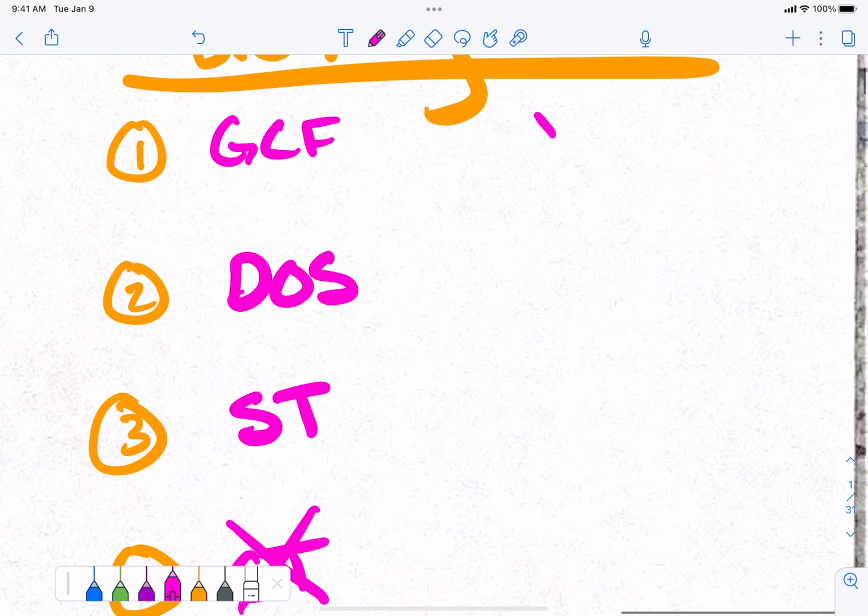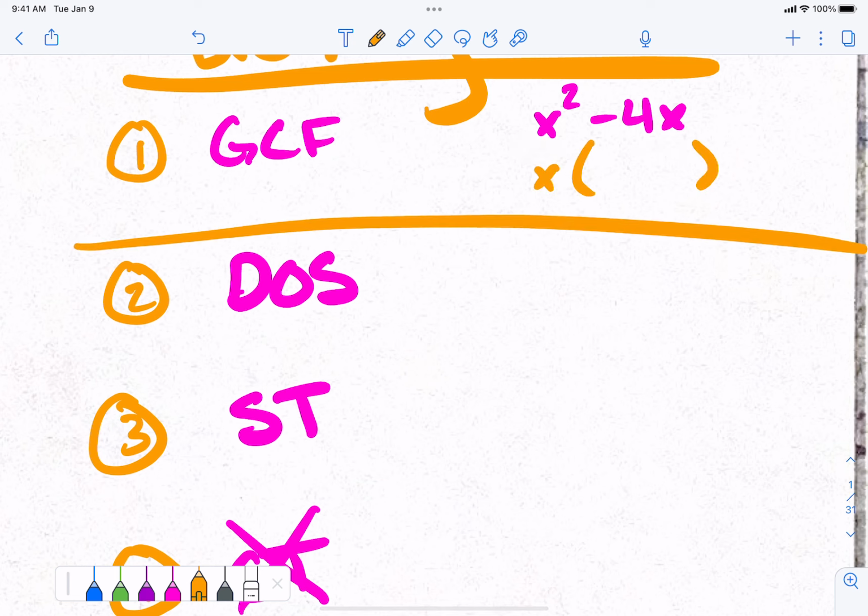Like a GCF, let's say I have x squared minus 4x. Okay, and I want to factor something out. What can you factor out of those? X. I'm going to take an x out, right? And if you take an x out, you don't throw it in the garbage. He comes out front. And if you take him out front, what's left over? X minus 4. Okay. We're going to be breaking stuff down that looks like this, okay?